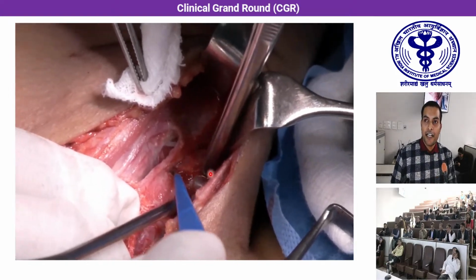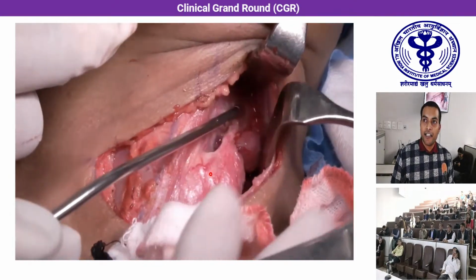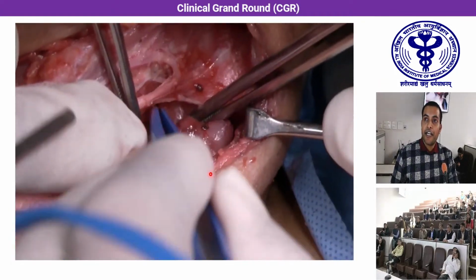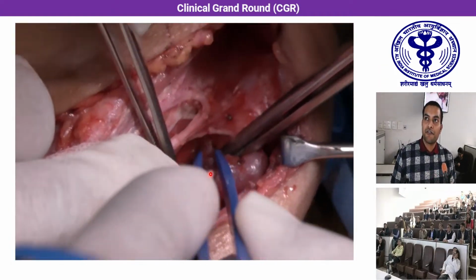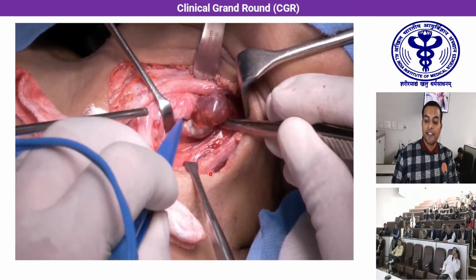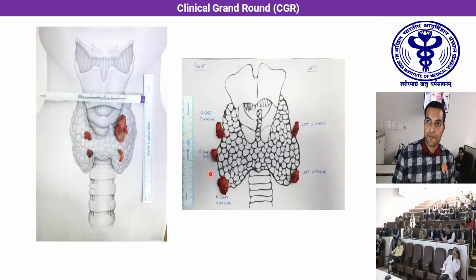So we can see that after raising the subplatysmal flap and after splitting the strap muscles, we identify the thyroid, and then after medial rotation of the thyroid, we can identify the parathyroid gland, which is meticulously dissected, and after ligation of the vascular pedicle, it can be excised.